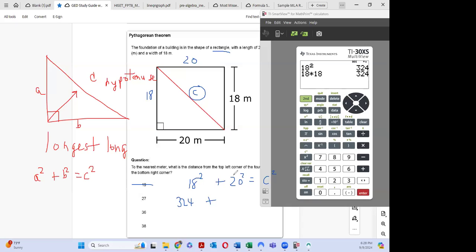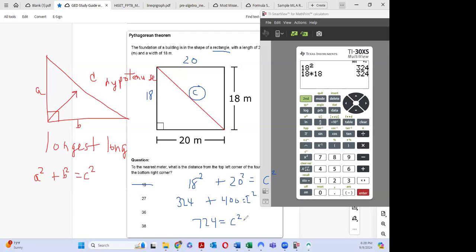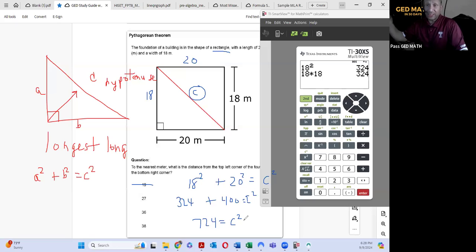Now this is easy. 20 times 20: 2 times 2 is 4, and we've got two zeros. Equals C squared. So we can easily see 324 plus 400 is 724, equals C squared. Well, I don't see 724, but we also don't see C equals. It says C squared. What is the opposite of squaring something? Does anybody know the inverse operation of squaring?